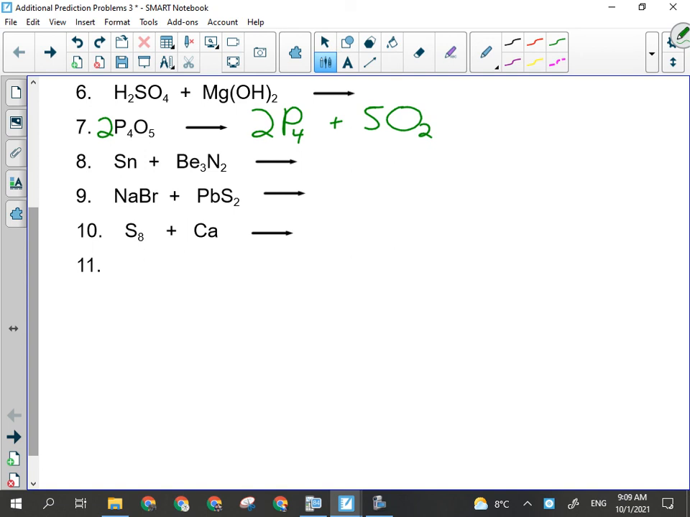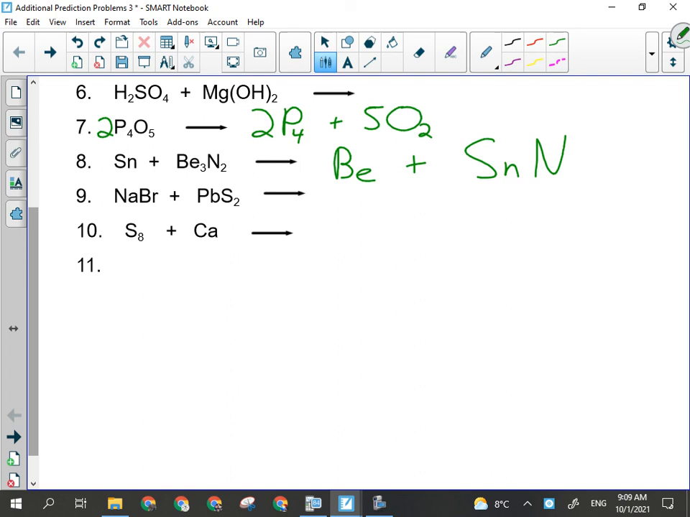For number 8, I have tin reacting with beryllium nitride. What kind of reaction am I looking at there? Single replacement. I have an element reacting with an ionic compound. So the pattern goes, I switch the things that are alike. Tin is a metal, so tin is going to swap out the metal, which is beryllium. So beryllium will end up by itself. Tin will end up with nitride. All right, checking for special elements. Don't have any. Beryllium's a metal, so it doesn't need a number.